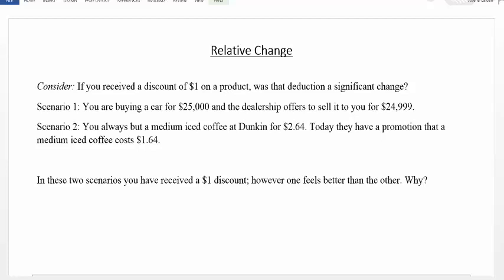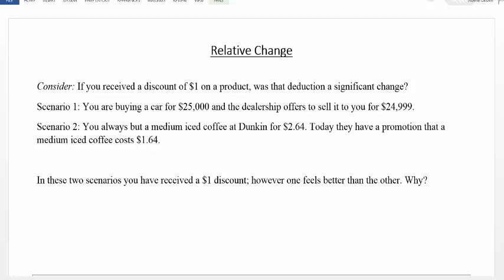So consider the first scenario. You're buying a car that's listed as $25,000 on the lot. When you go in to talk to the dealership, they offer to sell it to you for $24,999. Scenario 2. You always stop to buy a medium iced coffee at Dunkin' Donuts for $2.64. Today they're running a promotion that all medium iced coffees cost $1.64.